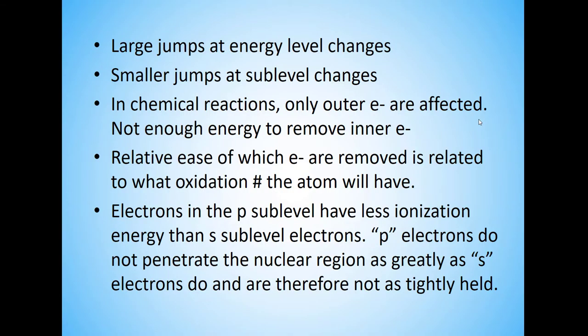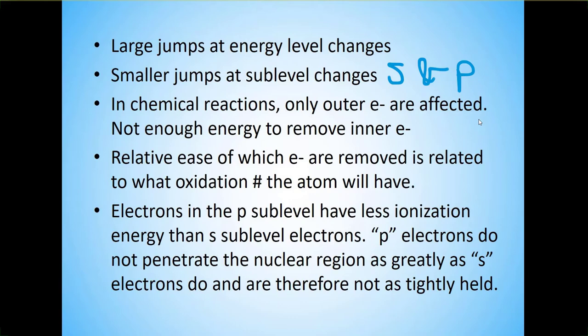So just to review, we have large jumps at energy level changes. When those valence electrons are lost and you go down to the next energy level, removing an electron from that inner level is going to take a lot of energy. Smaller jumps occur at sublevel changes. That's the difference between s and p electrons: s electrons take more energy than p electrons. In chemical reactions, only the outer valence electrons are affected, because there's not enough energy to remove those inner electrons.